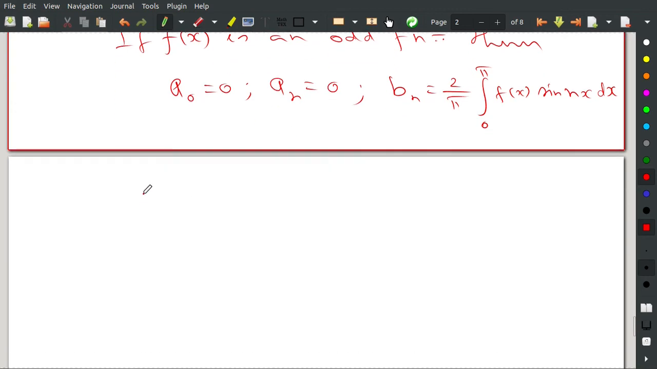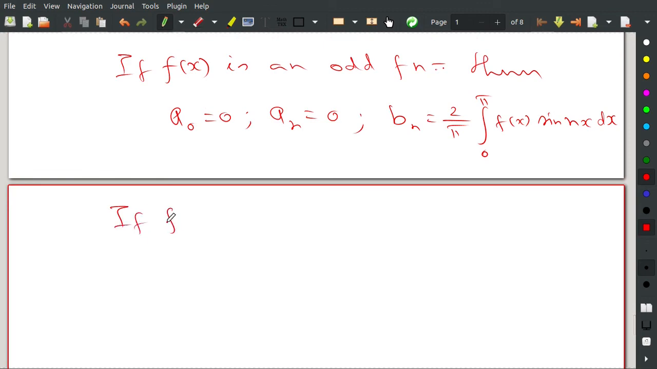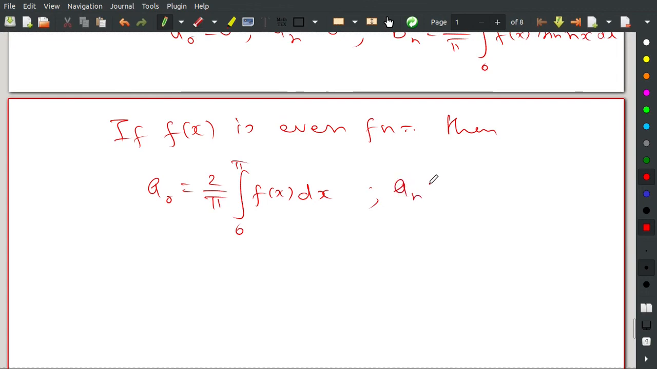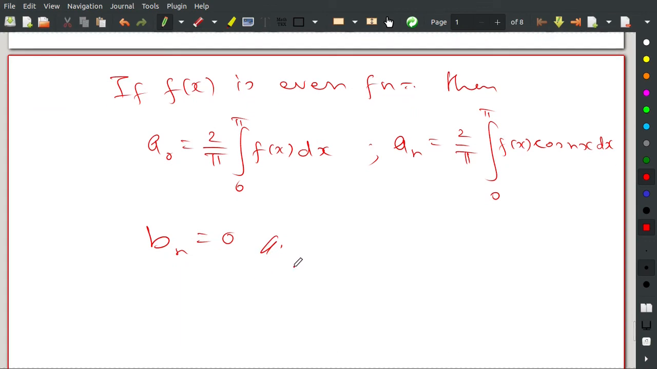Okay, so similarly for an even function, if f of x is even, then a naught equals 2 by pi integral 0 to pi f of x dx, an equals 2 by pi integral 0 to pi f of x cos nx dx, and bn equals 0. So if f of x is even and defined in the limit minus pi to pi, then you can straight away find a naught and an, and bn will eventually become 0. Okay, these are the 2 points you have to remember.